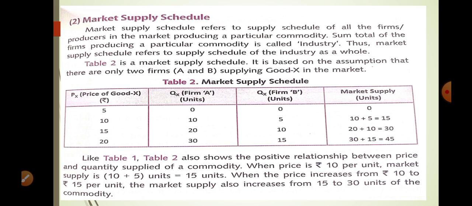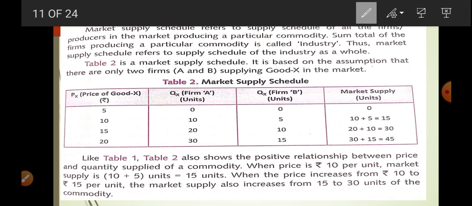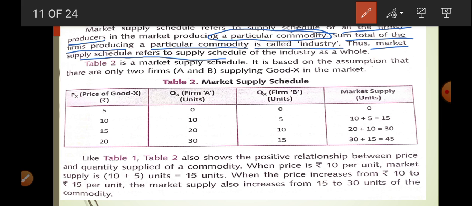Now come to the market supply schedule. Market supply schedule refers to the supply schedule of all the firms, the producers, in the market producing a particular commodity. The sum total of all the firms producing a particular commodity is called an industry. Thus, market supply schedule refers to the schedule of the industry as a whole.